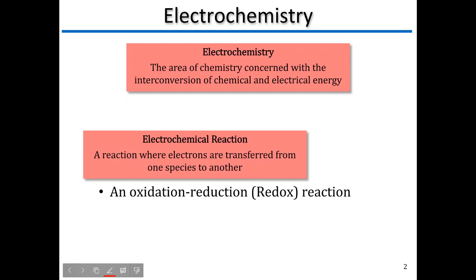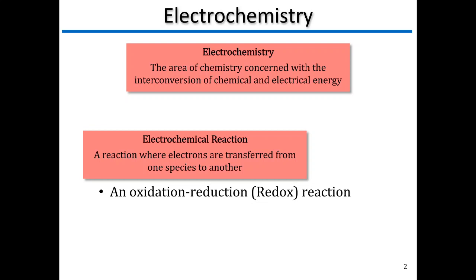First, let's start off by defining a few terms that we're going to use for electrochemistry. First of all, what is electrochemistry? Electrochemistry is the area of chemistry concerned with the interconversion of chemical and electrical energy. In other words, it's the part where we study turning chemical reactions and the transfer of electrons. We tie that into things like making batteries, electrochemical cells, basically measuring voltages, these kinds of things as they pertain to chemicals.